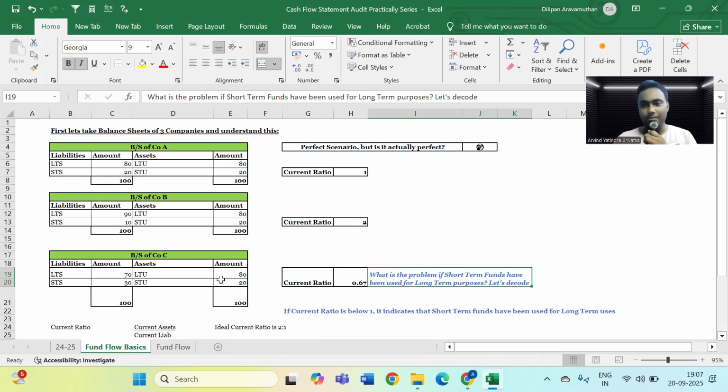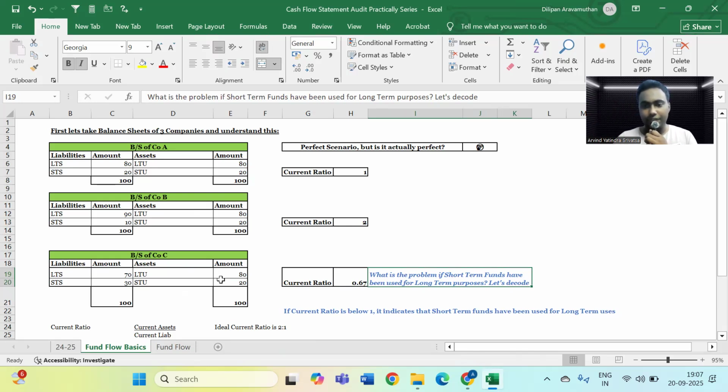Again, it is not practically possible, guys. It's only a theoretical scenario. What would happen is, my bank would definitely ask me the purpose for which I am doing this, and if the bank comes to know that I am going to be using it for long-term purposes, they will not even offer me the bank overdraft facility in the first place. I hope that is clear, guys.